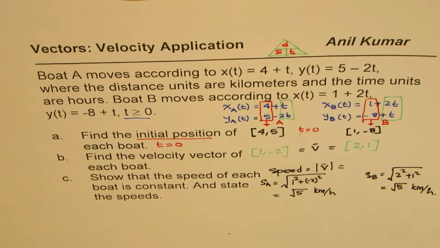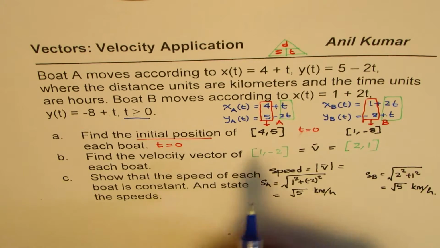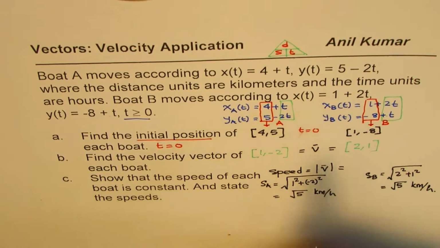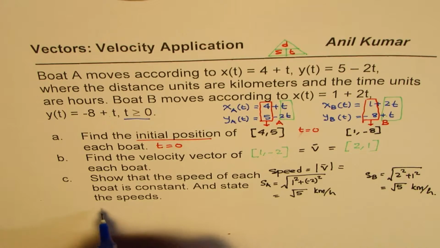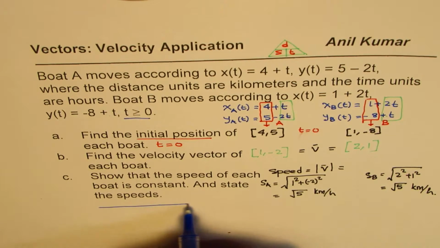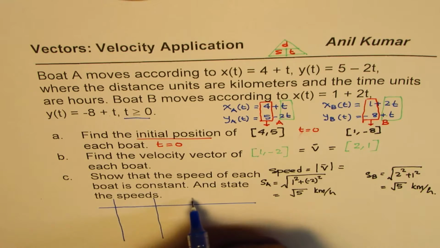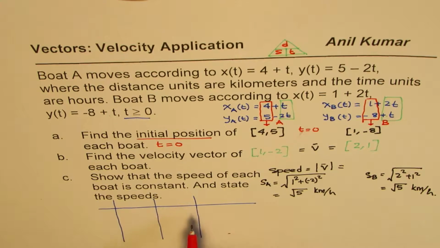Okay. So we skipped one part, and that is show that the speed of each boat is constant. So how do we show that part? Well, one way is that you can calculate speed at different times, or displacement at different times. That you could do. So let me make a table here. I have very limited space, so I'll just use a little bit, and then we will see what happens. So we have made columns here.